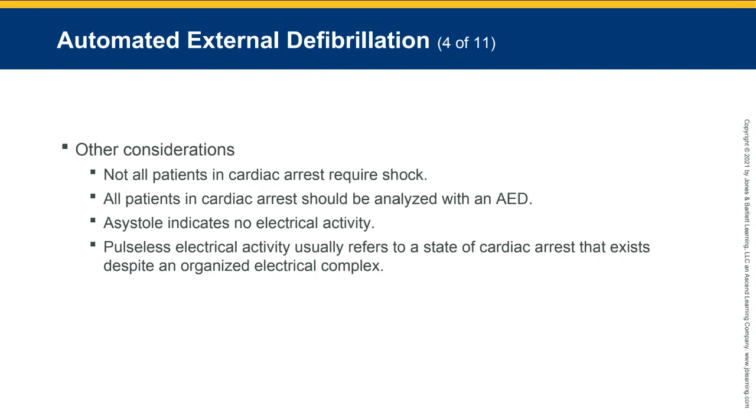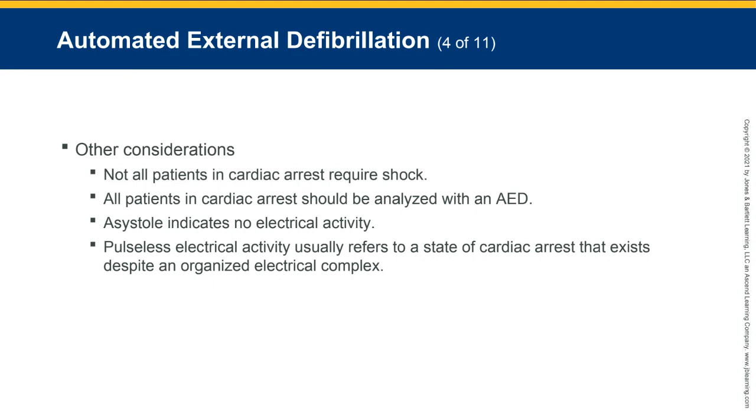Asystole indicates no electrical activity. That's a flat line. Pulseless electrical activity: this is a patient who presents with an organized electrical activity on the cardiac monitor, but there is no pulse because they have a block. It can be a coronary thrombus or it can be a pulmonary embolism. But the electrical activity is fine, the blood is just not moving. That's pulseless electrical activity. Know the difference.